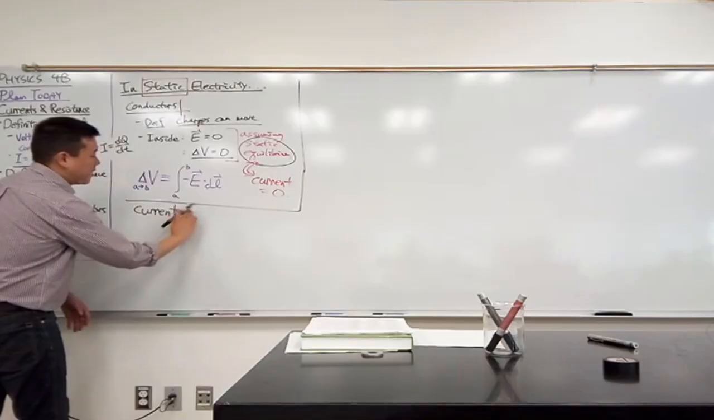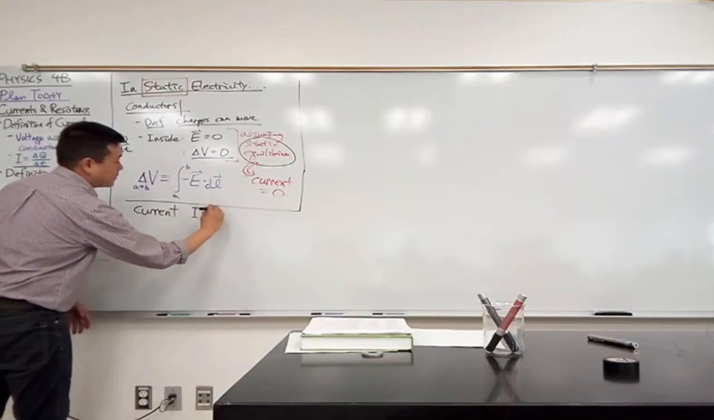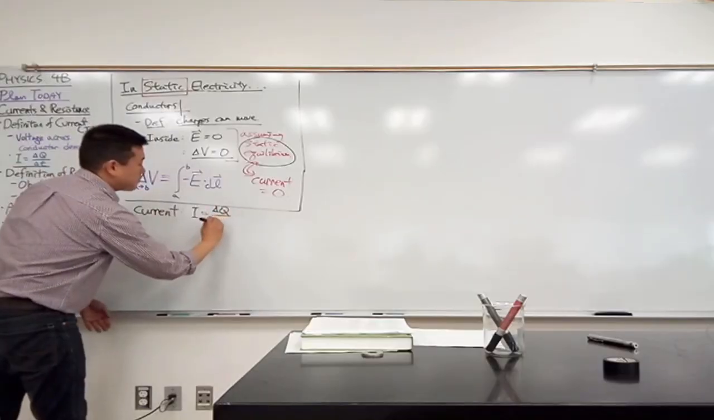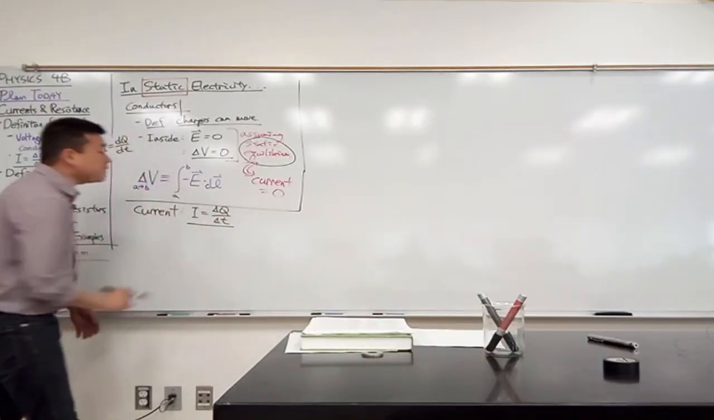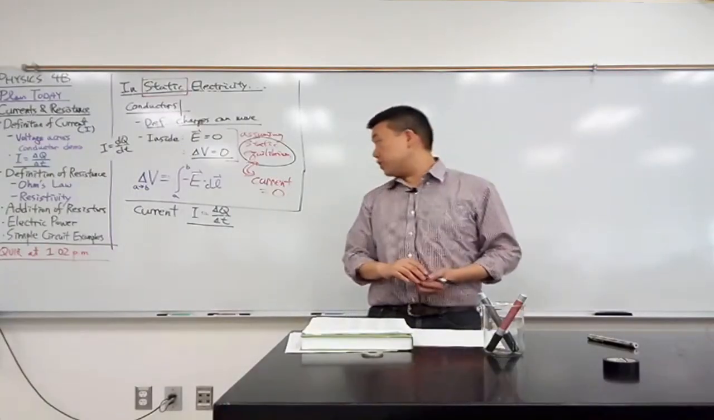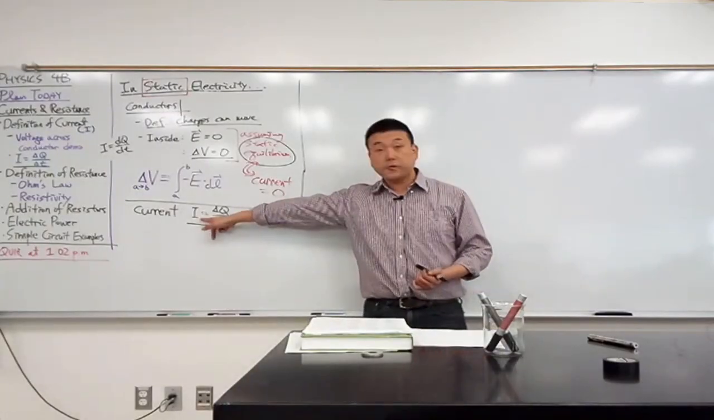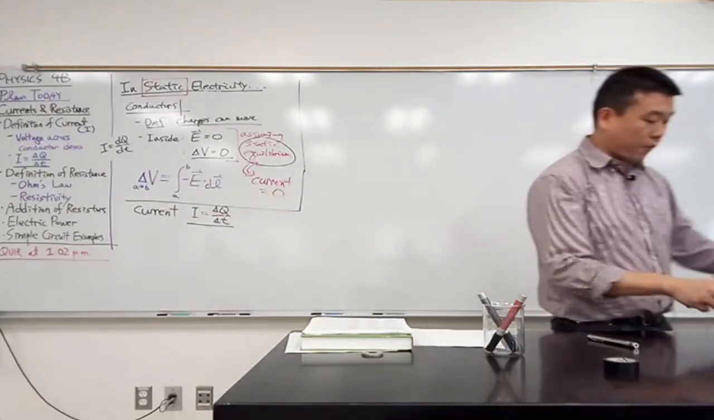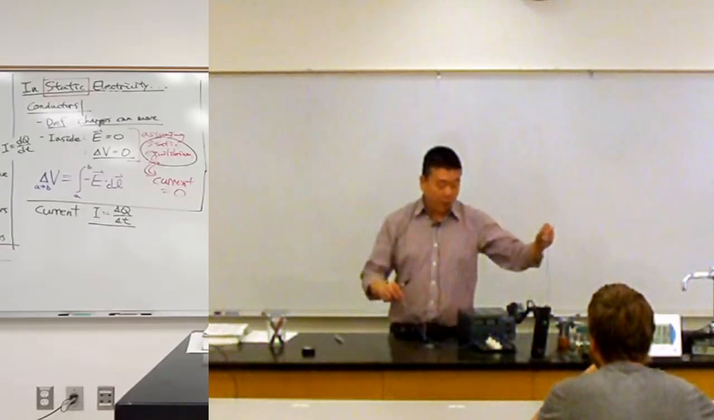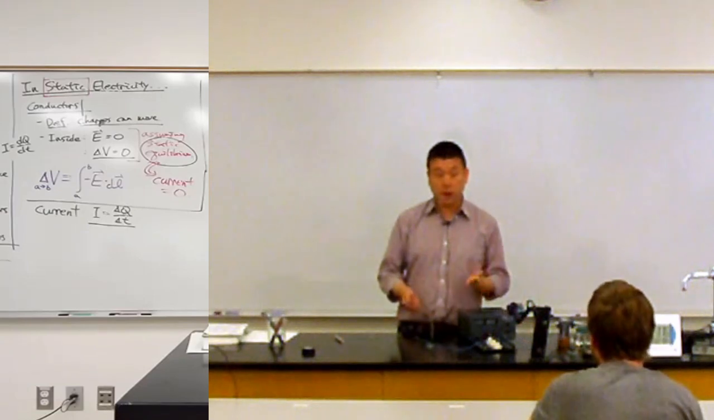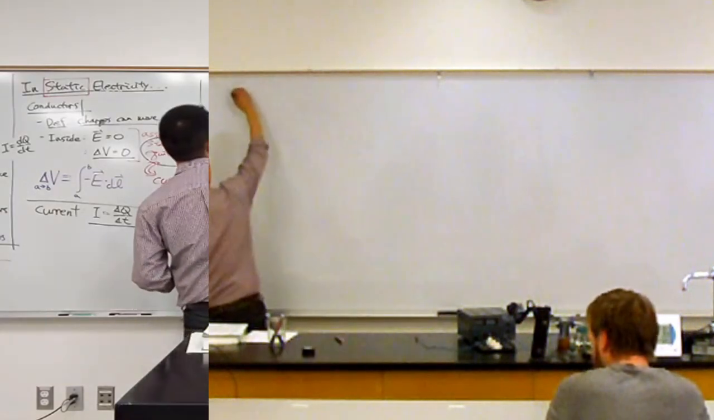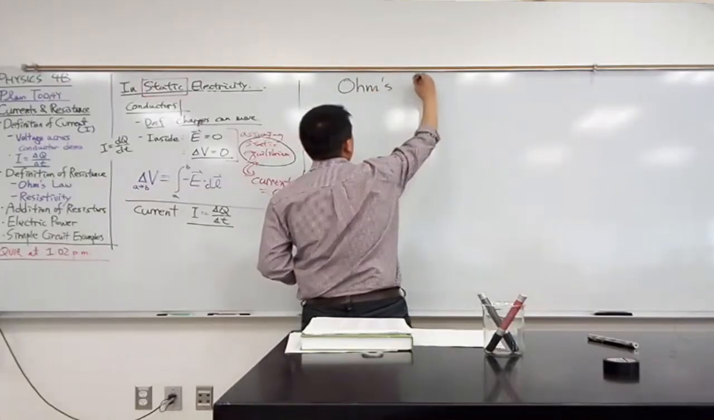Let's say we defined current as some amount of charge flowing past a point in some amount of time. And now what we want to do is, as you saw in the demonstration, the way we got current to flow is by applying a voltage across a conductor. So I want to describe the experimental law that tells you how that happens. So this is the law called Ohm's law.